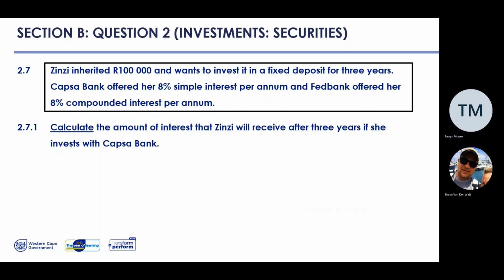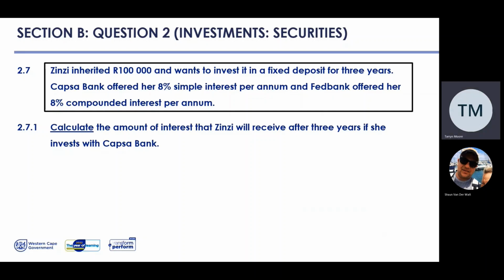Now we go to our scenario. Zinzi inherited 100,000 and wants to invest it in a fixed deposit for 3 years. Inherited 100,000, invest it as a fixed deposit for 3 years. Capsa Bank offered her 8% simple interest per annum. Hashtag neon light, per annum. And it's a financial institution offering 8% simple interest. That's one financial institution. And Fed Bank offered her 8% compounded interest per annum.